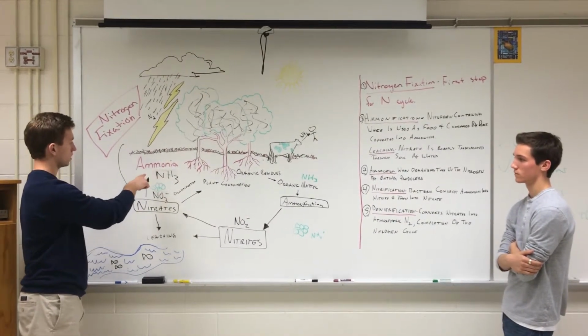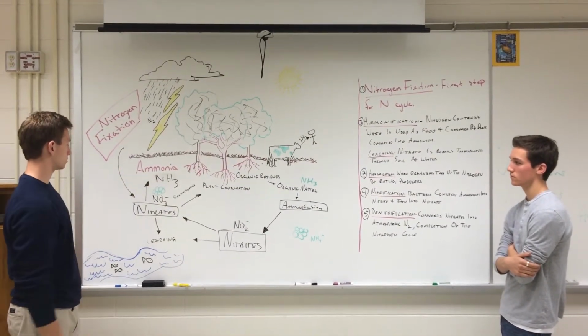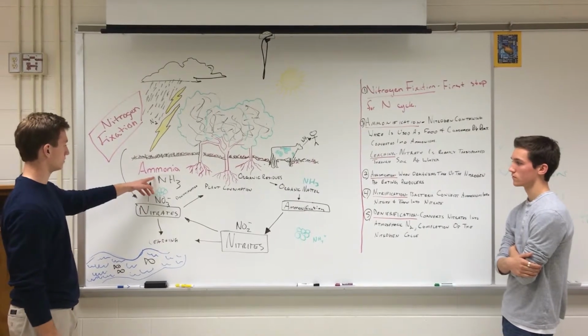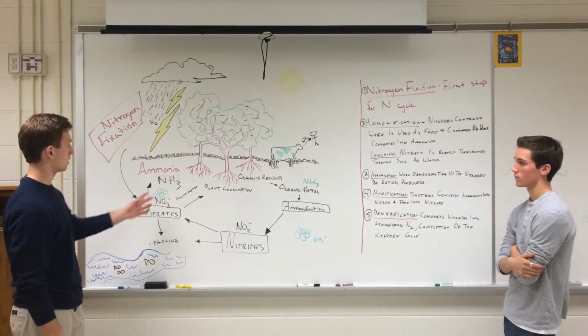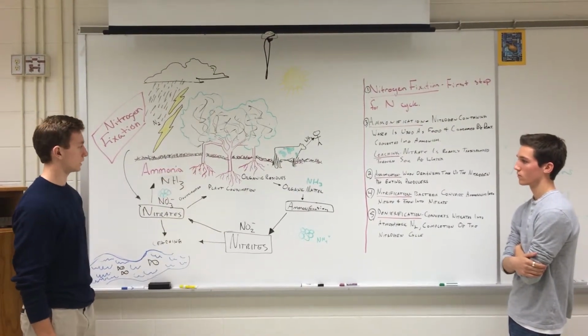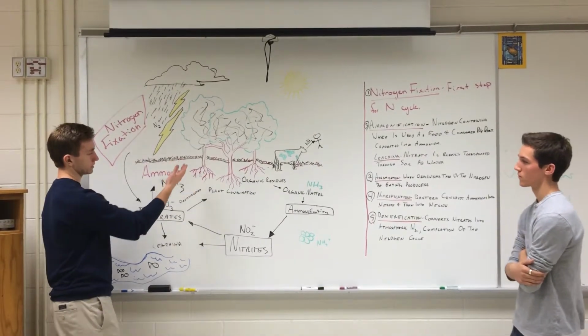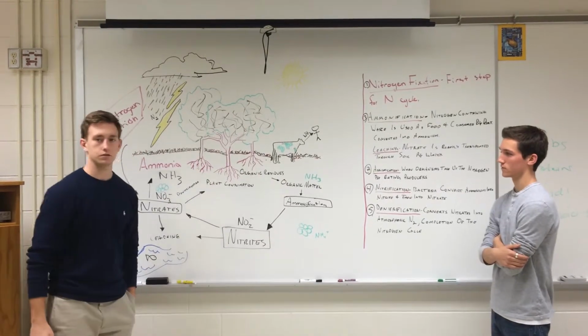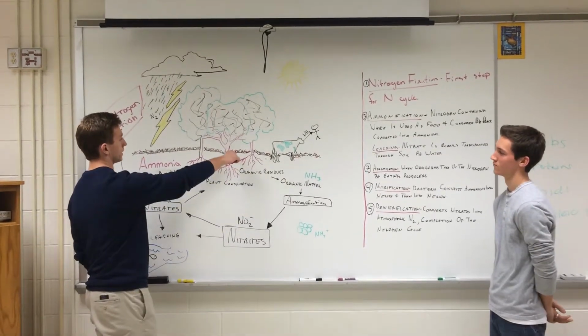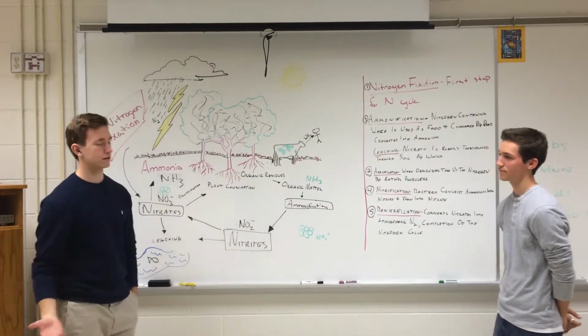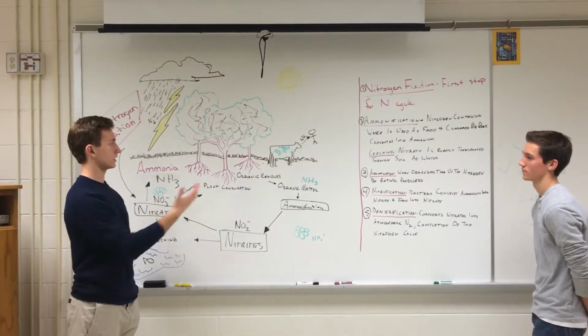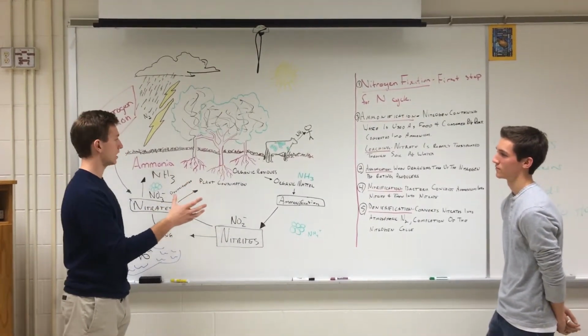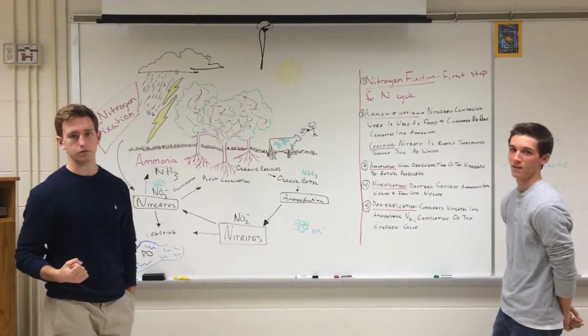This ammonia, which humans do use, we don't use nitrates, humans do use ammonia, is now taken up into the root system of plants. So now it's in our grasses. Now a cow, which is a first level consumer, is going to eat this plant. So it could be a dandelion, it could be grass, it could be a tree. However, cows don't eat trees. Whatever it is, it has ammonia in its fibers.